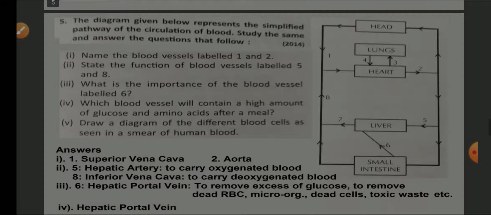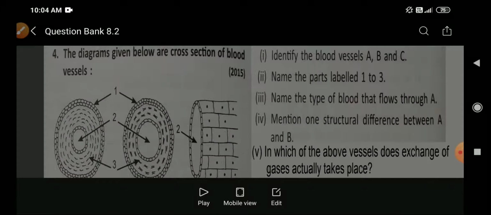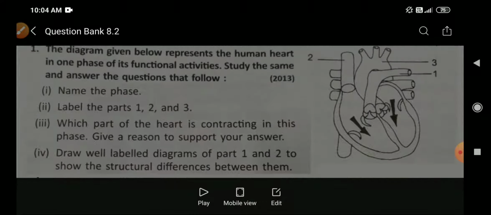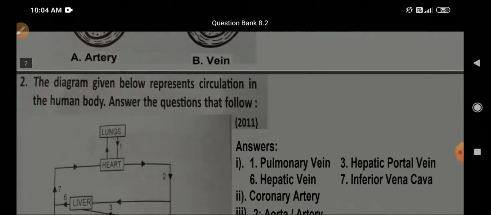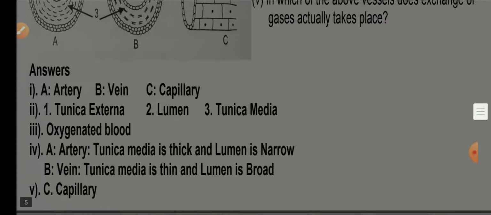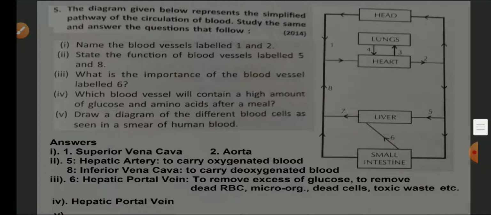Let us move on to question number 5. If you see question number 2, this question was asked there, question number 2 and question number 5 are both similar. So question number 5: name the blood vessels 1 and 2, state the function of blood vessels 5 and 8. What is the importance of blood vessel 6? Which blood vessel will contain a high amount of glucose and amino acids after a meal? Draw the diagram of blood cells as seen in the smear of human blood.